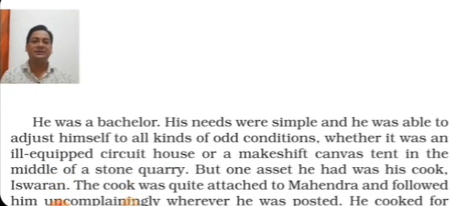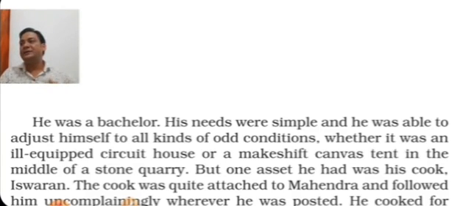He was a bachelor. His needs were simple, and he was able to adjust himself to all kinds of odd conditions. So yes, it was his plus point that he was a bachelor. He was a young person, and he had not married. So till that period of time, he could adjust himself in all kinds of odd conditions. Odd conditions means bad conditions. Even the worst conditions he could easily adjust to. What type of bad conditions could he adjust to?